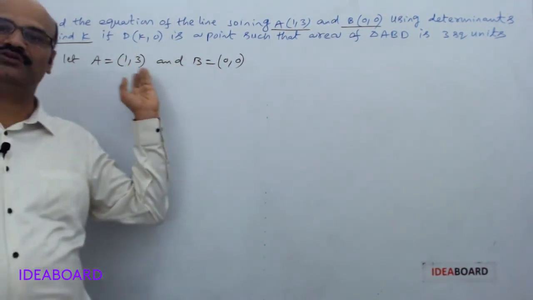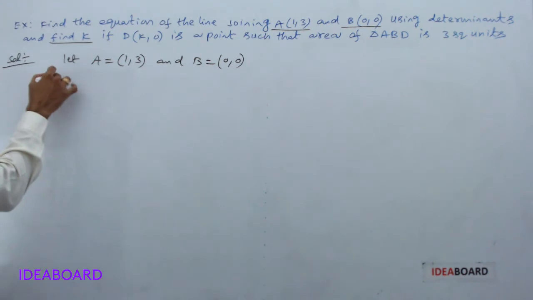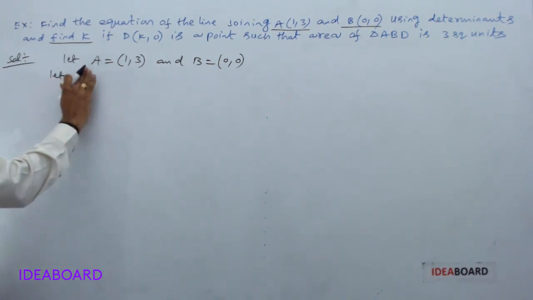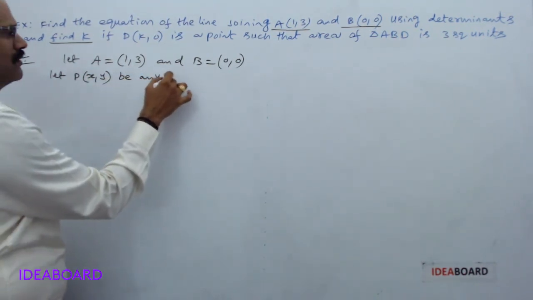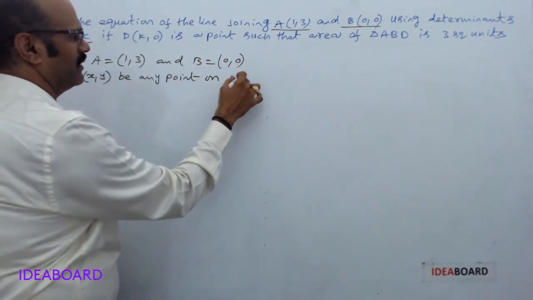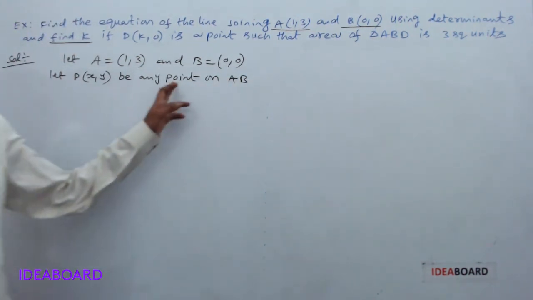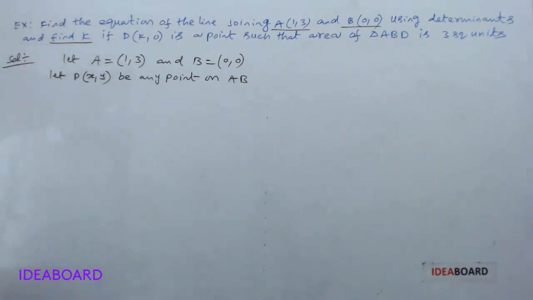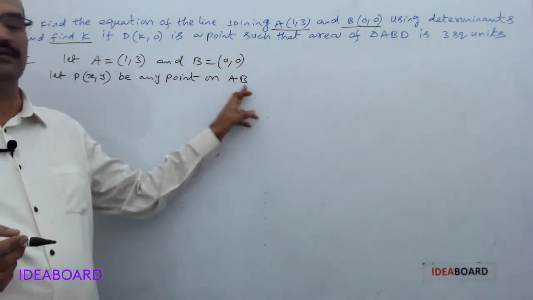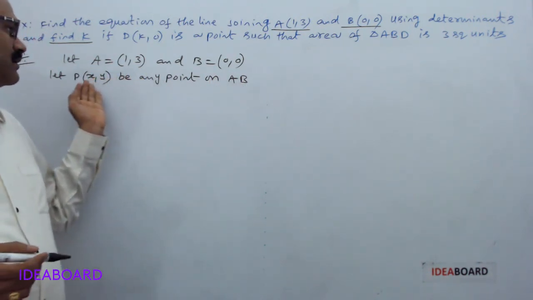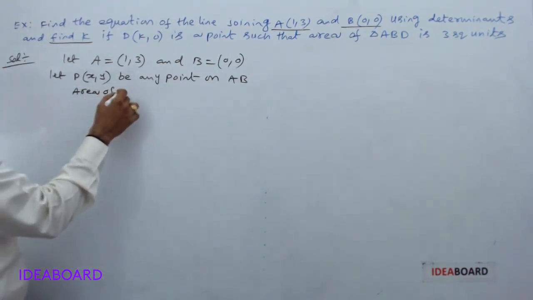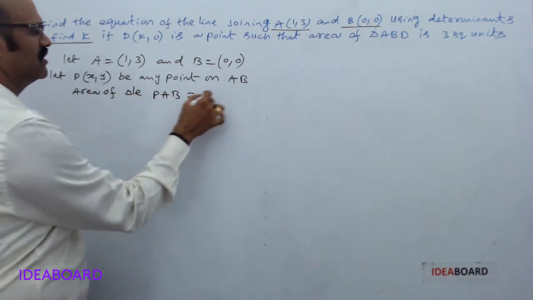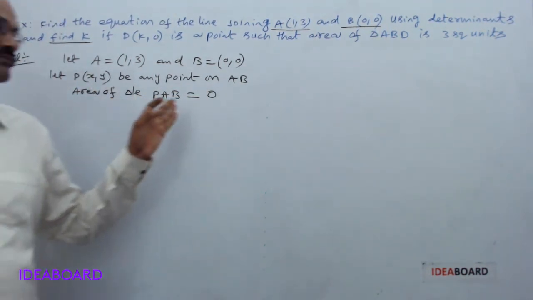Let P(x, y) be any point on the line AB. Now A, P, B are collinear. Whenever the point P lies on the line joining A and B, clearly we see that area of triangle PAB equal to 0, since P, A, B are collinear.